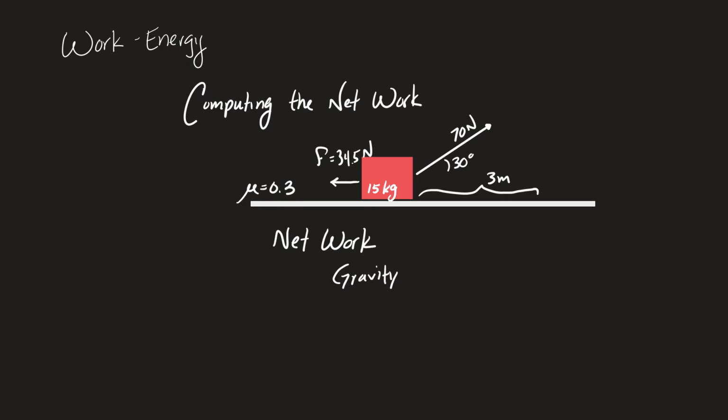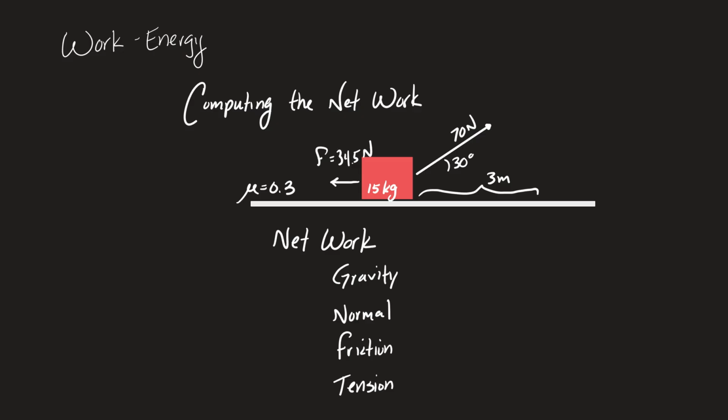Name another force acting on the box. There's a normal force. We just talked about it and calculated it. What's another force acting on the box? Friction. Good job. That's 3. What's another force acting on the box? Tension. 4 forces acting on the box. Right. So we're going to calculate the work from each one of these forces.